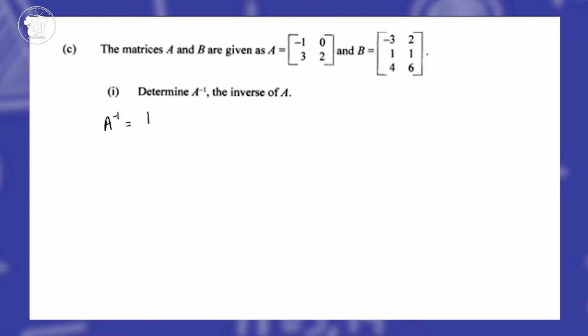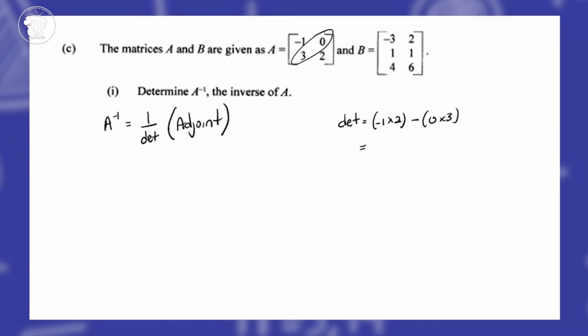We know the inverse of A is equal to 1 over the determinant of A multiplied by the adjoint of A. So we need to find separately the determinant and then the adjoint. Let's find the determinant first. We're dealing with A, so it's this multiplied by this: negative 1 multiplied by 2, subtract 0 multiplied by 3. Negative 1 multiplied by 2 would be negative 2, subtract 0 multiplied by 3 would be 0. So the determinant of A would be negative 2.